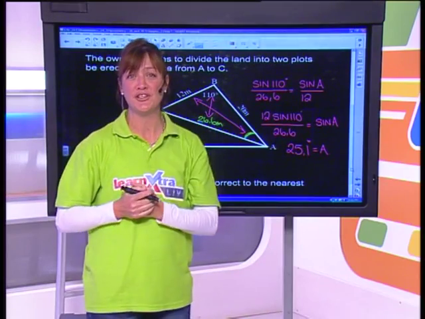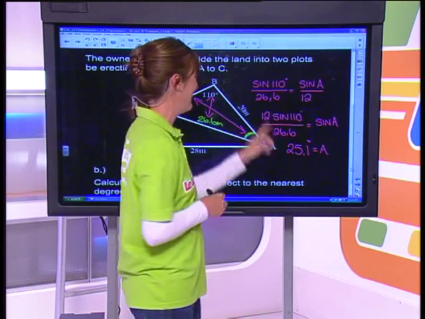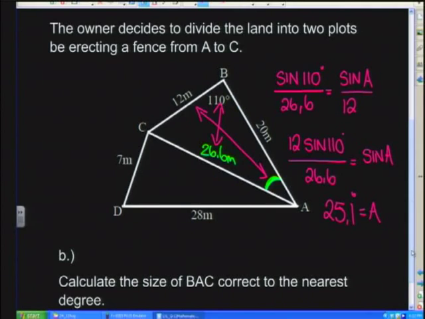Okay, very quickly, I'm sure you all did that during the ad break. The angle A was 25.1 degrees. Just have a quick look at it. I'd use the sine rule, and yours should look fairly similar to mine at this point.